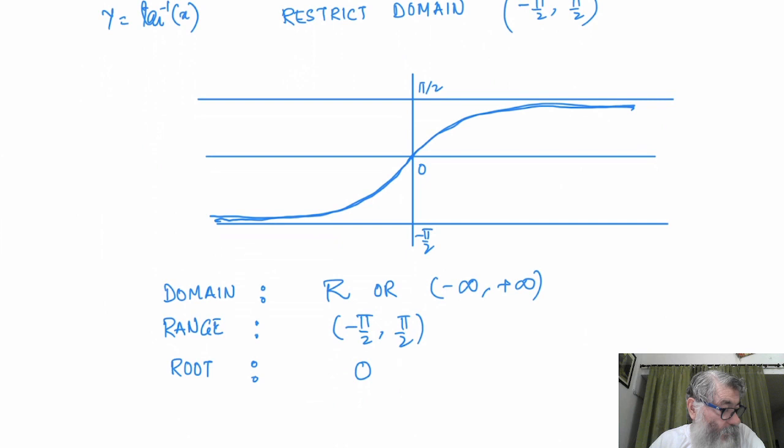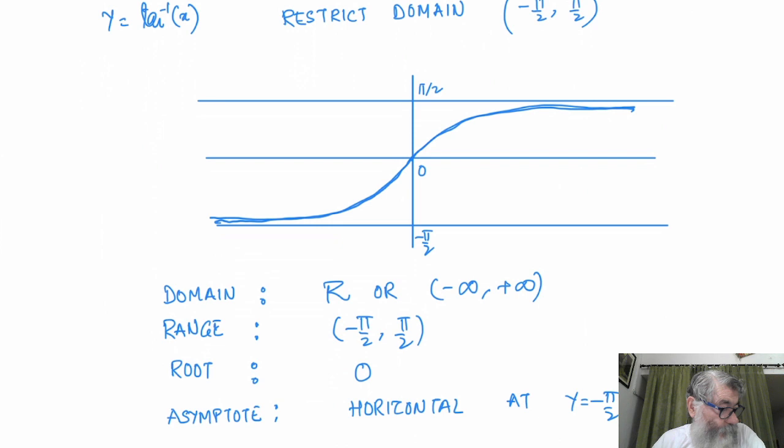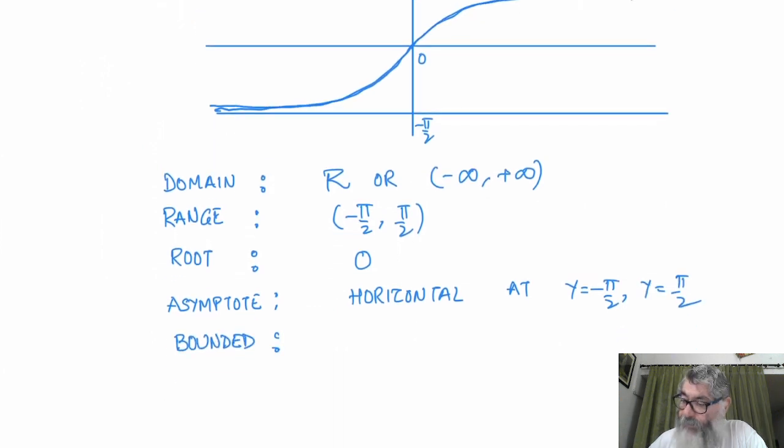Asymptotes: it has horizontal asymptotes at y is equal to minus pi by 2 and y is equal to pi by 2. It is a bounded function. All inverse functions are bounded functions.